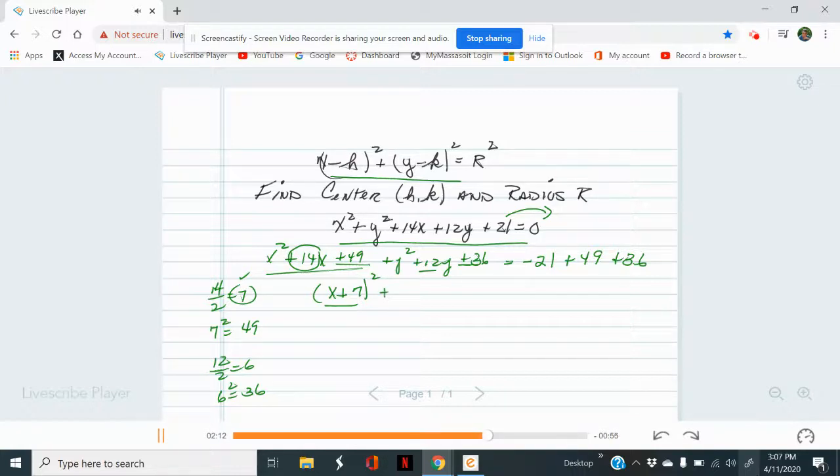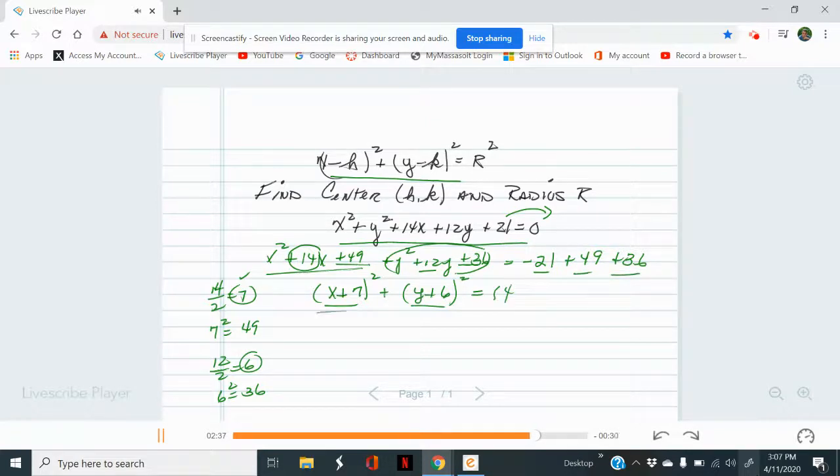Now, the second one becomes a perfect square trinomial. This is y plus 6, you put a circle around the 6 because the 6 pops up again. If you take y plus 6 and you FOIL it, you get y squared plus 6y plus 6y, which is 12y. 6 squared is obviously 36. Now, combining a minus 21 with a 49 and a positive 36, I'm going to get 64.